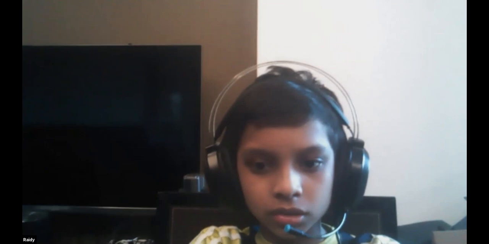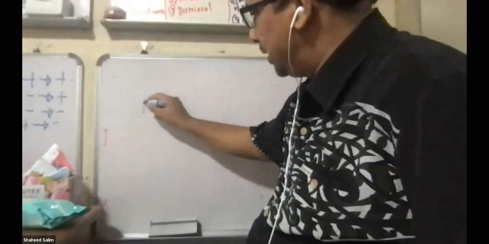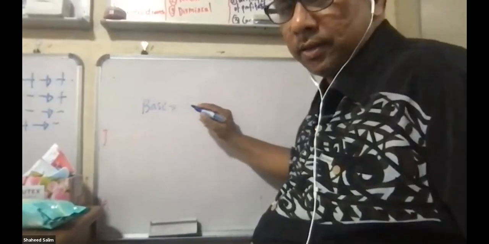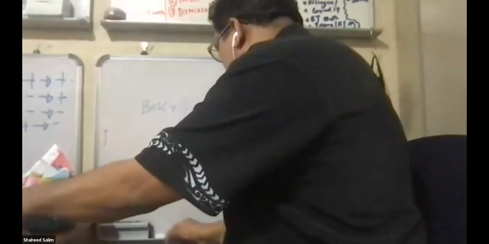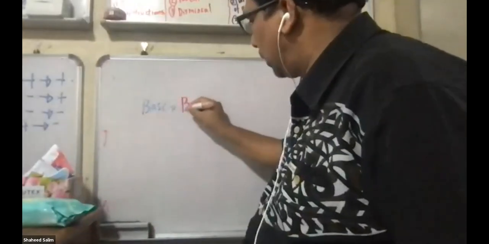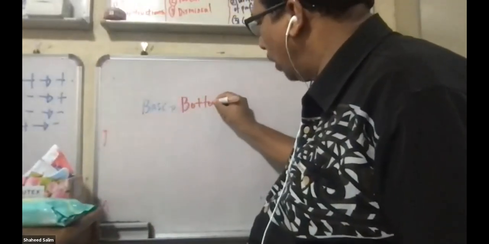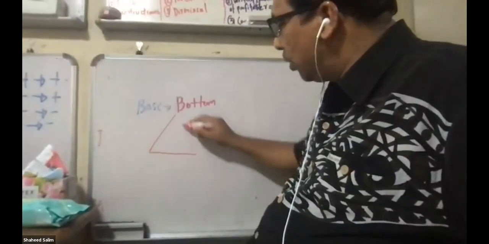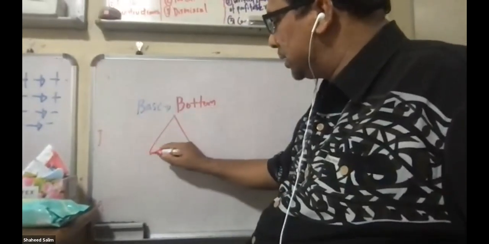So now, normally, base means bottom. What about CA? Is CA correct? Yes, CA is correct. Okay, now. Base means bottom. Normally. So now, if you have a triangle, normally this one is the base.